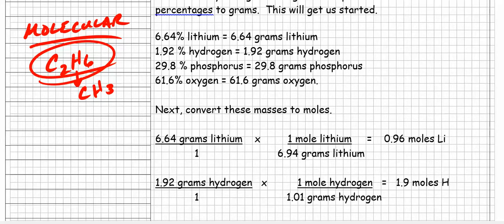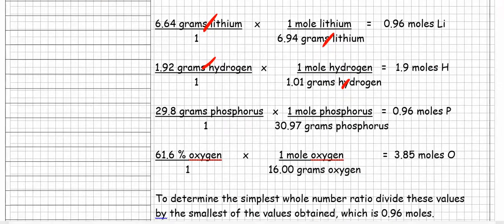Now we need to convert those to moles. So 6.64 grams of lithium is how many moles of lithium? Well, I do the conversion, grams to moles, 6.94 grams of lithium per 1 mole. I just got that from the periodic table. And now grams is going to cancel, and I'm going to be left with moles of lithium. 0.96 moles of lithium then is the equivalent of 6.64 grams of lithium. For 1.92 grams of hydrogen, by the same technique, grams is going to cancel with grams, and I'm going to be left with moles of hydrogen, 1.9 moles hydrogen. So 1.92 grams of hydrogen is 1.9 moles of hydrogen, and I'll just continue to do that for all 4 of these elements.